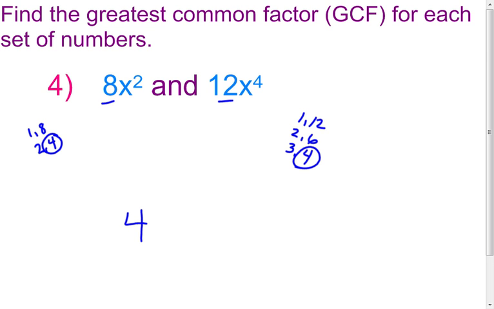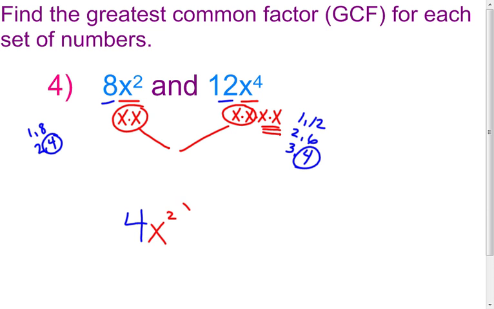Then when I look at my variables, when you see this x squared right here, x squared really means x times x. And x to the 4th right here really means x times x times x times x. So you want to look at what those two expressions have in common. What do they share? And at the very least, they both have at least an x squared. This one has some extras over here, but the one on the left, the 8x squared, has 2 x's. The one on the right also has at least 2 x's. So your greatest common factor right here is x times x, which we know is x squared. So my greatest common factor in this case is 4x squared.